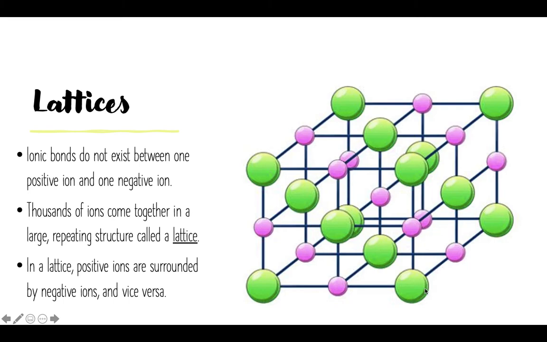So in a lattice, let's pick out this positive pink particle in the middle here. Can we see that it is surrounded by these big green negative particles on all sides? So up, down, left, right, it is completely surrounded by negative ions. And if we pick this negative ion down below it, it is surrounded by positive ions. And each of these lines is representing one of those forces of attraction between positive and negative ions.